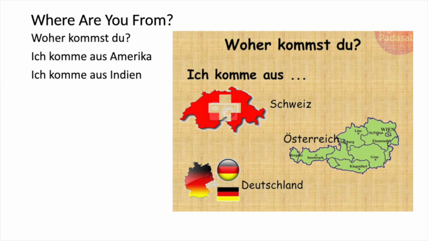The question, woher kommst du, is answered also with explicit reference to the verb kommen, as ich komme aus. Aus means out of, with the country where you're from. Now, for me as an American, this is ich komme aus Amerika. But maybe if you're from India, this would be ich komme aus Indien. So once again, you say with me, woher kommst du? Where are you coming from? Ich komme aus Amerika. I come from America. Ich komme aus Indien. I come from India.